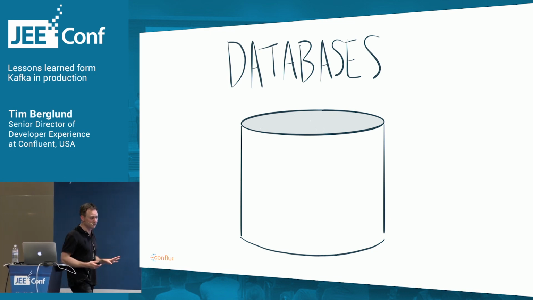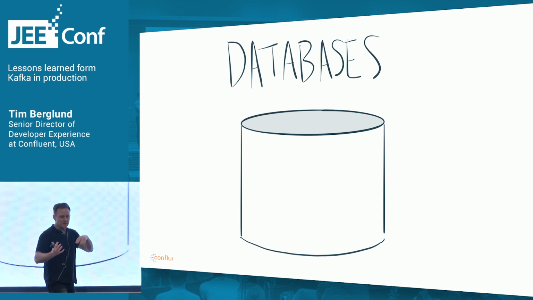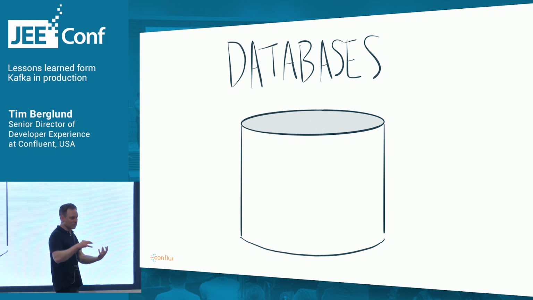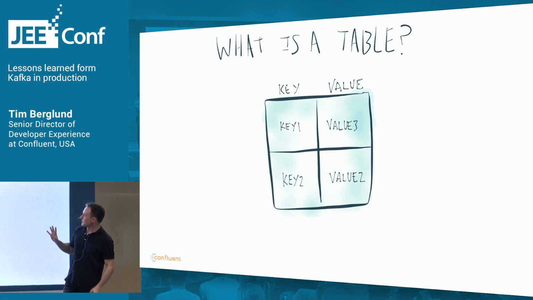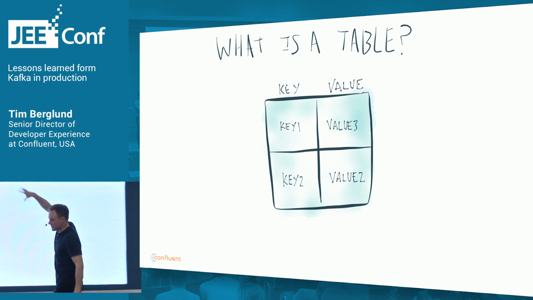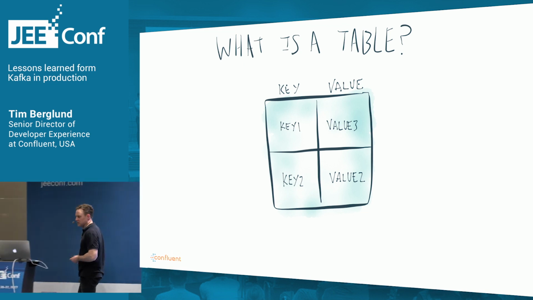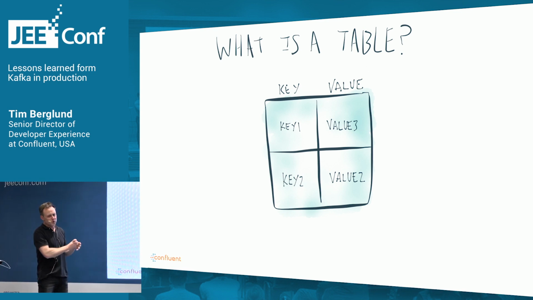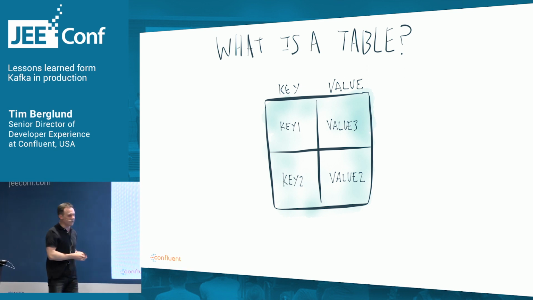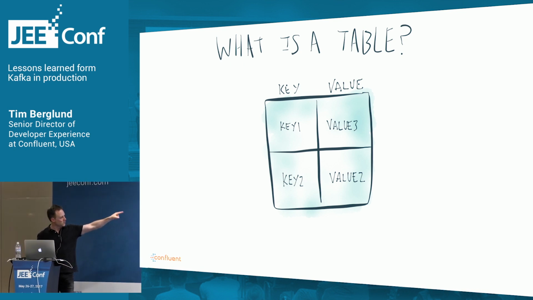Databases can also be events. This is the table event or table message interchangeability thing here. So a table is really a collection of key value pairs, to an approximation, right? Often there'll be a key and many values, or you could think of it as a tuple, a bunch of key value pairs. But we could just use this abstraction here. There's a key and a value. Key one, key two, value three, value two.